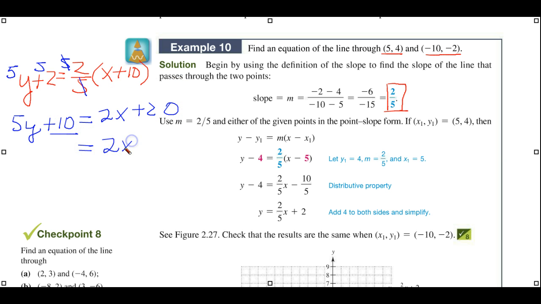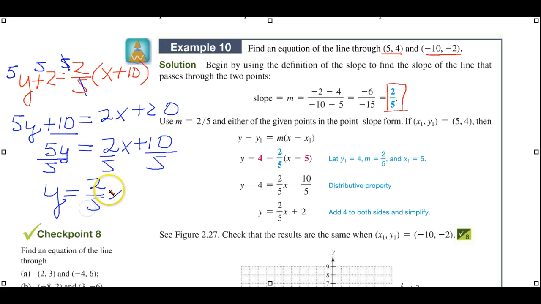Now we're going to transpose the 10 to this side. So this becomes 2x, a minus 10 on this side. So plus 10. And we have 5y. And now we're going to divide both sides by 5. And we get y equals 2/5 x plus 2.